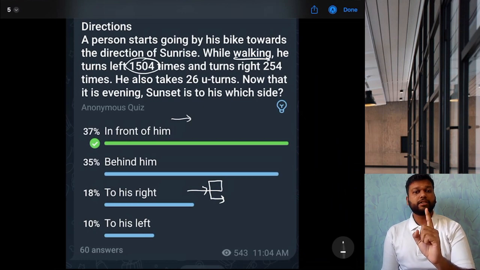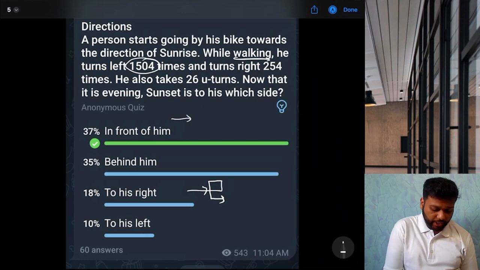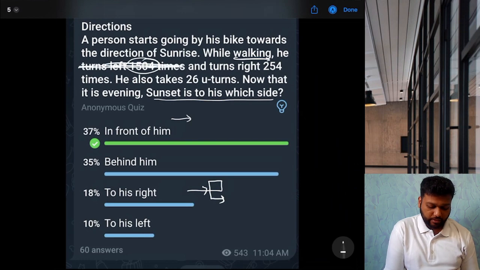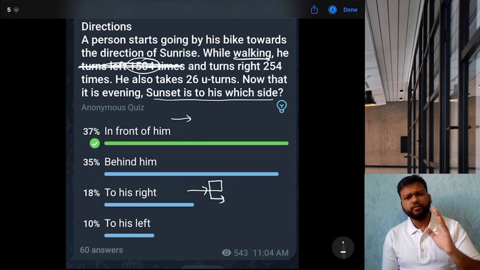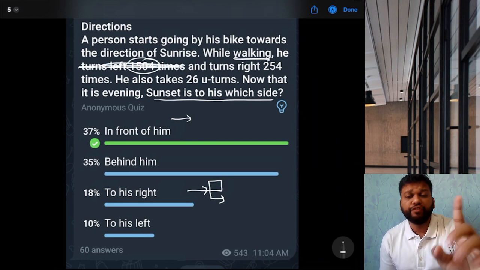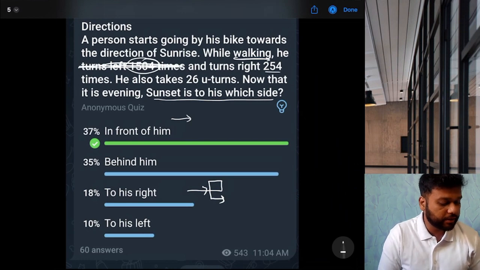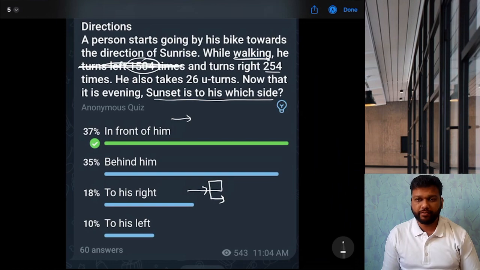So if he has turned 1504 times, that means he has not done anything for us. Okay. Because we want sunset is to his which side, right? So let's forget about this. And turns right 254 times. Let's see, 254, is it divisible by 4? 254 by 4 is no, 63.5, right?